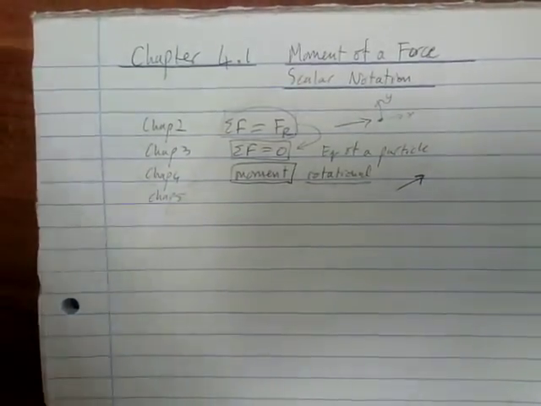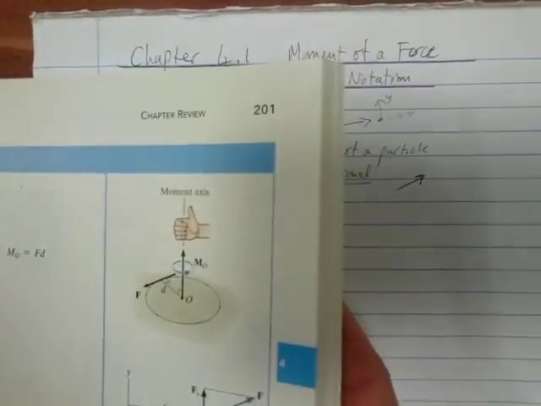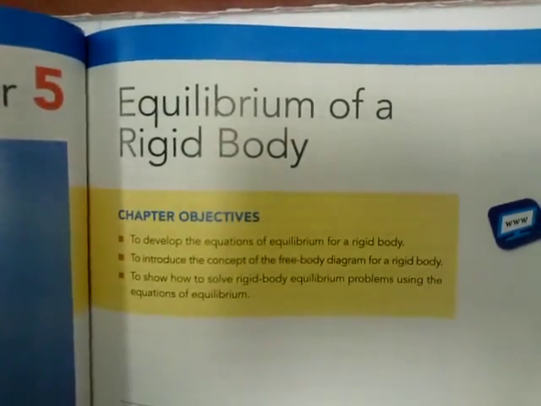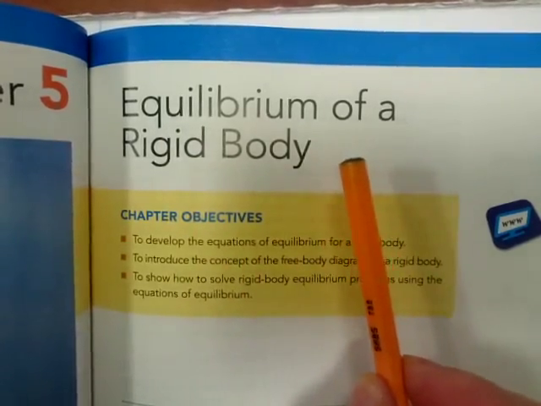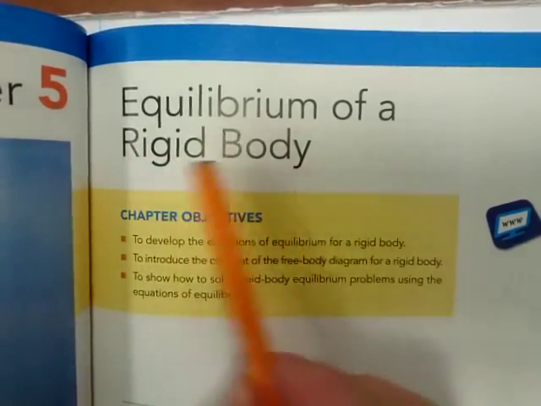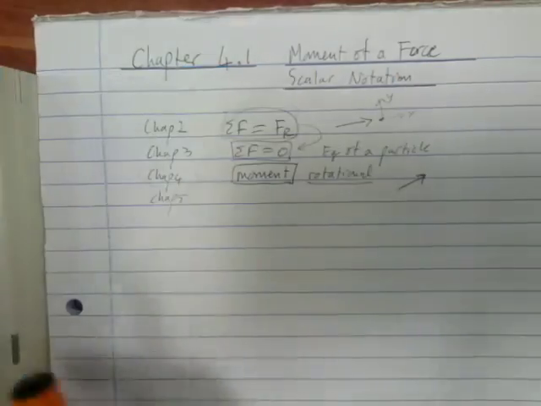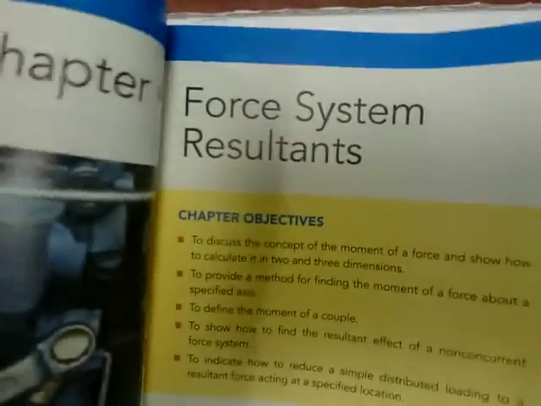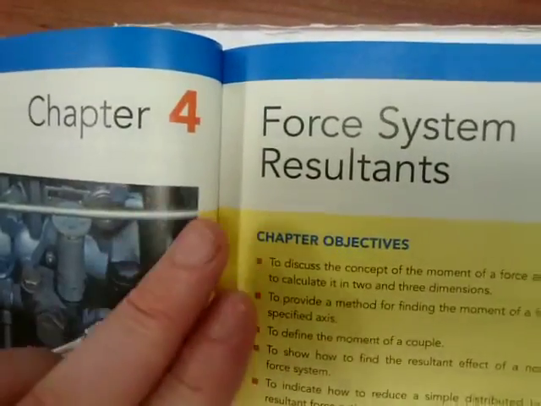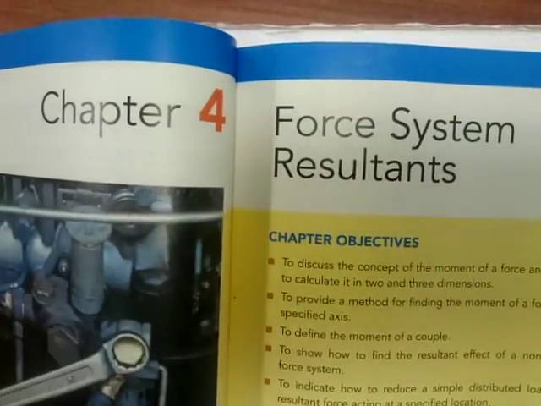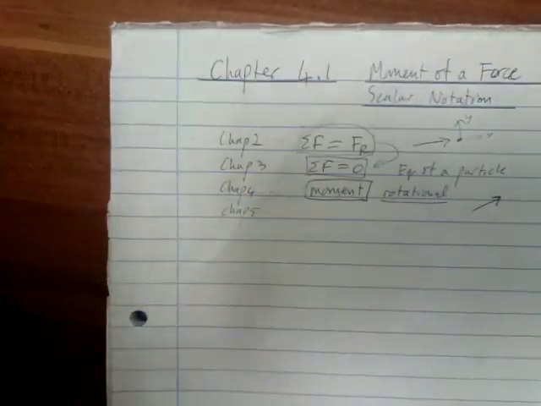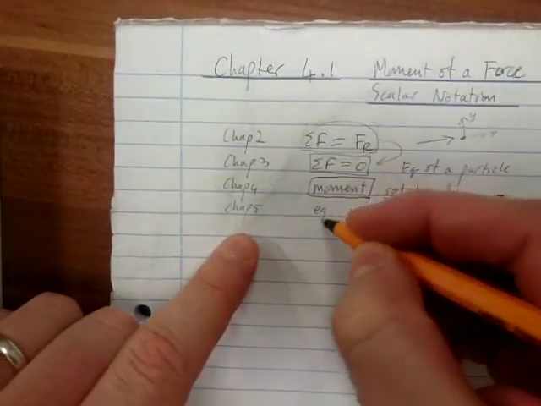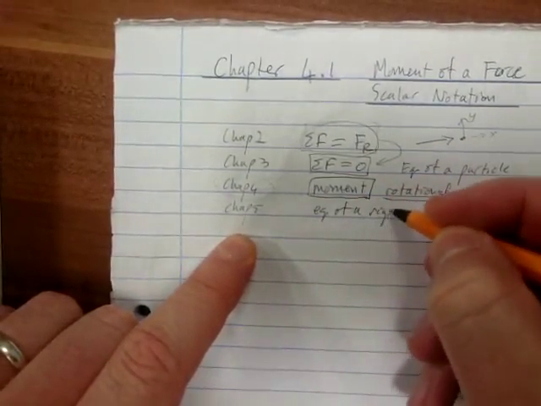Let me just show you quickly. So chapter 5, let me just get chapter 5 here. It says equilibrium of a rigid body. Okay, so chapter 3 was equilibrium of a particle, but now chapter 5 is equilibrium of a rigid body. So it is very important that we really understand chapter 4 quite thoroughly, because it prepares us for chapter 5, which is equilibrium of a rigid body. Okay, so that's just a quick background. So chapter 5 is equilibrium of a rigid body.